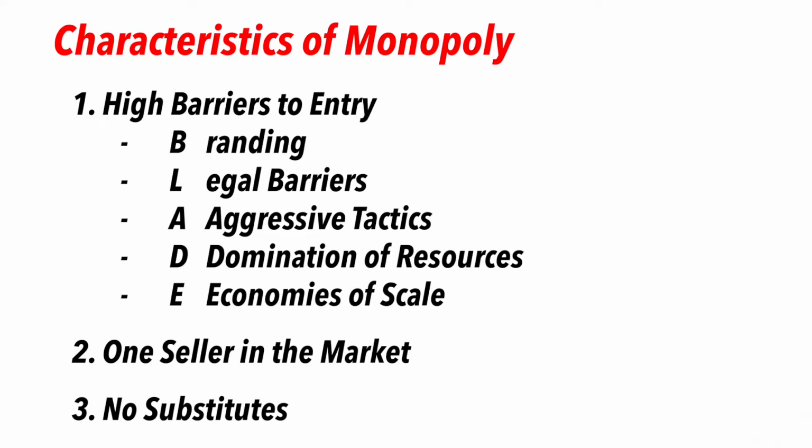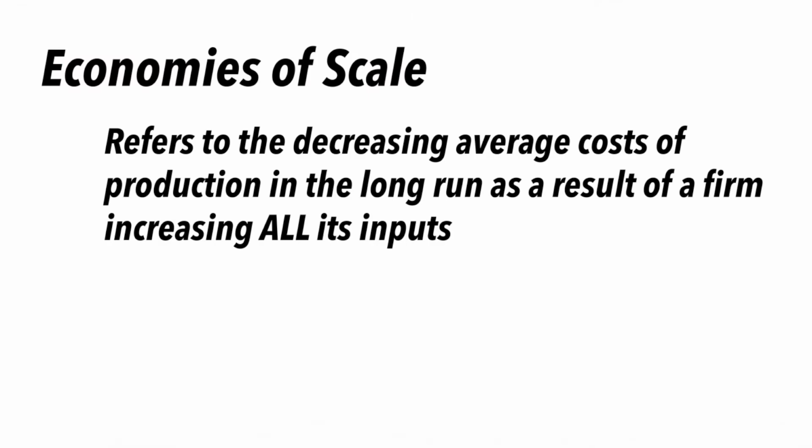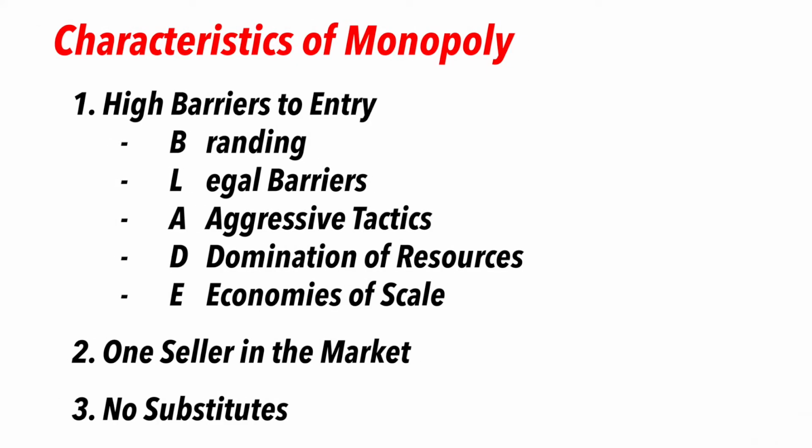Finally, monopolists will experience great levels of economies of scale. In this case, E. Economies of scale refers to the decreasing average costs of production in the long run as a result of a firm increasing all its inputs. This means that economies of scale can act as a barrier to entry because as monopolists are able to lower their costs of production, they can sell their goods and services at a lower price.